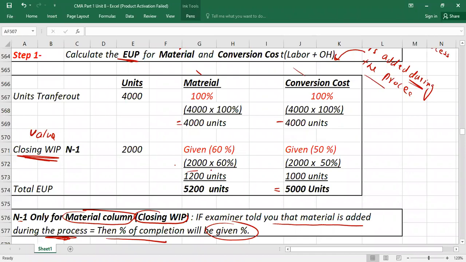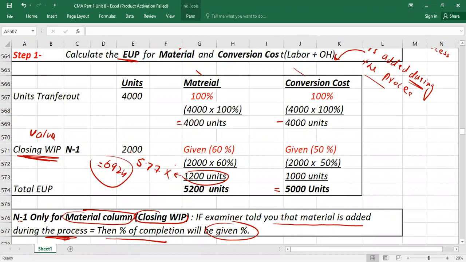What I'll do? I'll take these equivalent units because these are closing work in process equivalent units. And I'll multiply with the material cost. What was material cost? 5.77. So 1,200 multiplied by 5.77. This will give you material cost for closing work in process. Understood? Can you multiply 1,200 times 5.77? How much did you get? This is material cost for closing work in process.